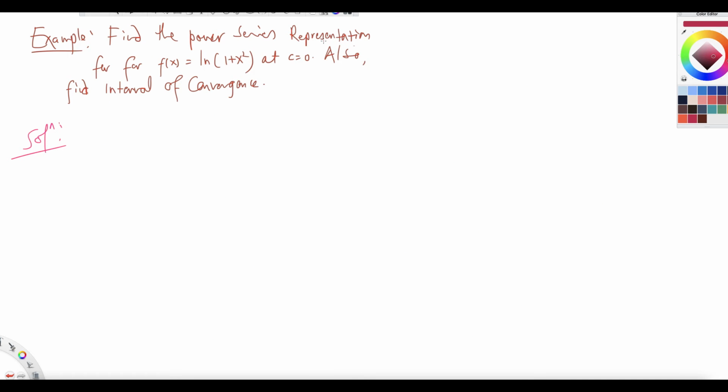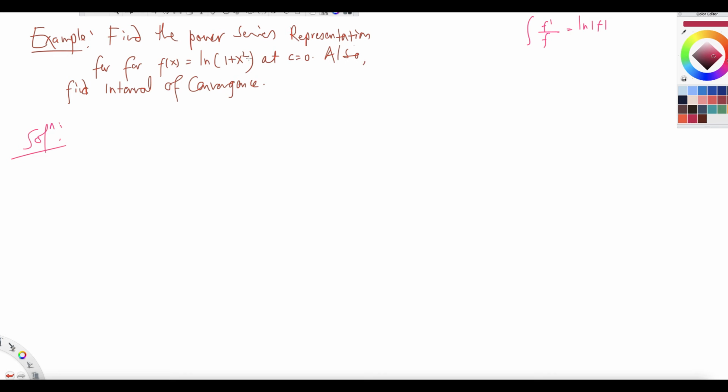It says find the power series representation for f(x) equals natural log of 1 plus x squared, at c equals 0. Also find the interval of convergence. So it is a little bit tricky. The reason it is tricky is you need to consider a function whose integral is natural log of 1 plus x squared. Do you guys remember that the integral of f prime over f equals natural log of f, right? If you have u prime over u, that will be natural log of u.